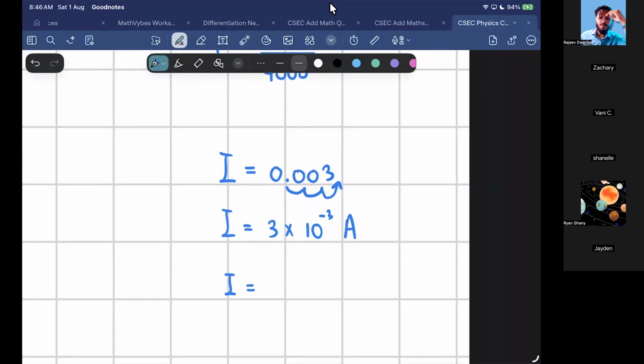10 to the power minus 3, what's that? When I say prefix, you know what I mean by that? I mean like milli, kilo, pico, nano, that kind of thing. So 10 to the power negative 3 means milli. So this is 3 milliamps. 10 to the power negative 3 means milli.